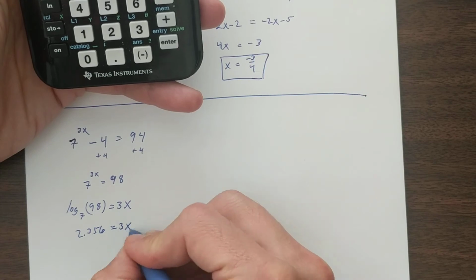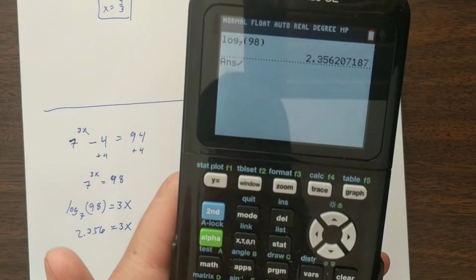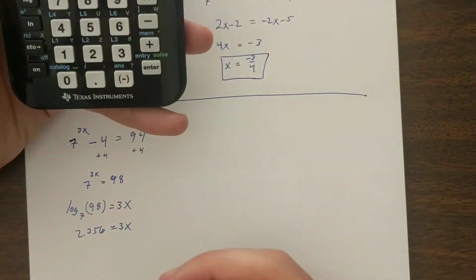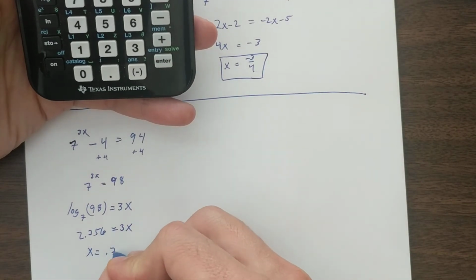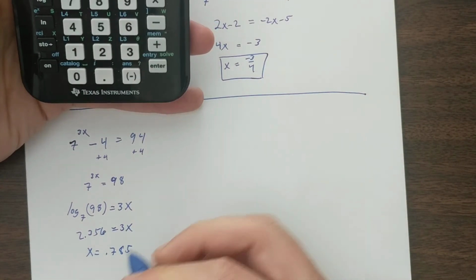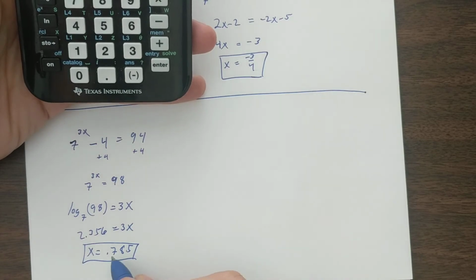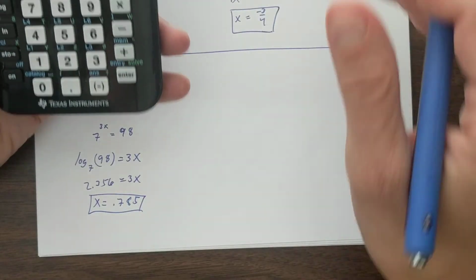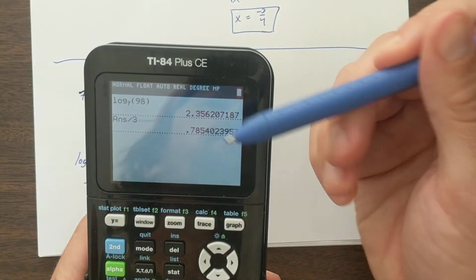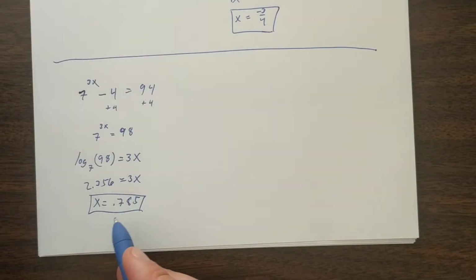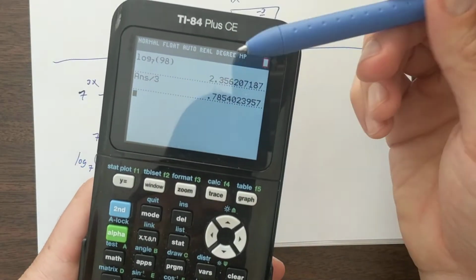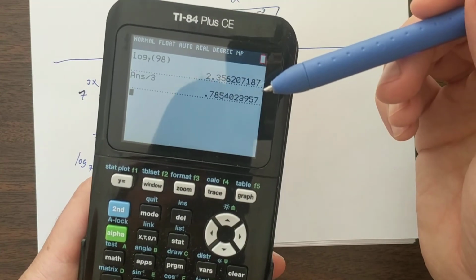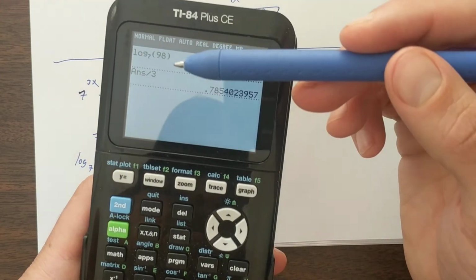2.356 equals 3x. Obviously, I just want to take that answer and divide it by 3, giving me x equaling 0.785. So for this whole section, I just want you to round to maybe 3 decimal places, and that's good enough. I say 3 significant digits, so 3 numbers, right? Anyway, this is how you can type it in.